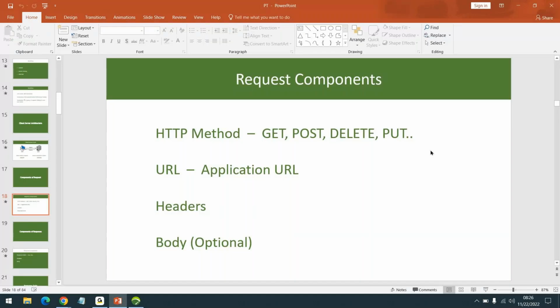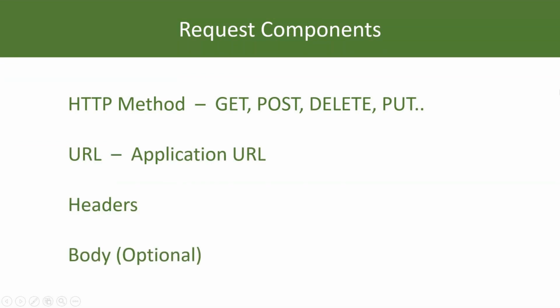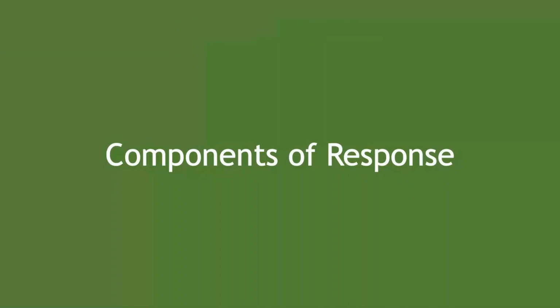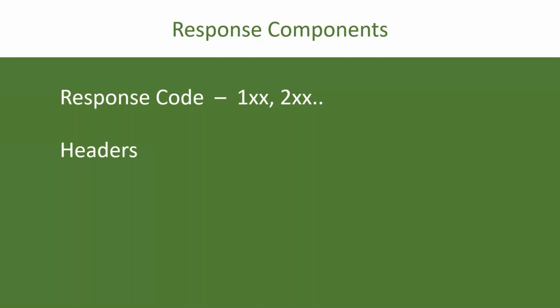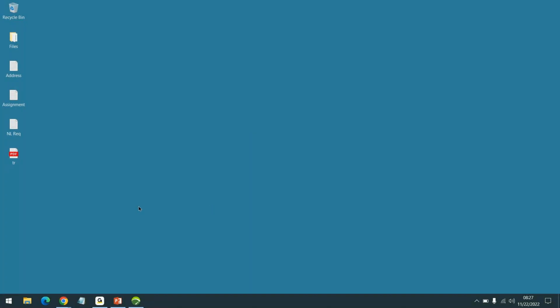Fine, let's continue. Just as we have request components, similarly we have response components. Let's discuss these response components. The first component is the response code, also called the status code. Then headers, a series of header attributes, and then the body.